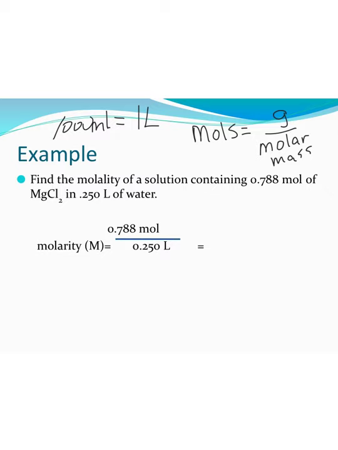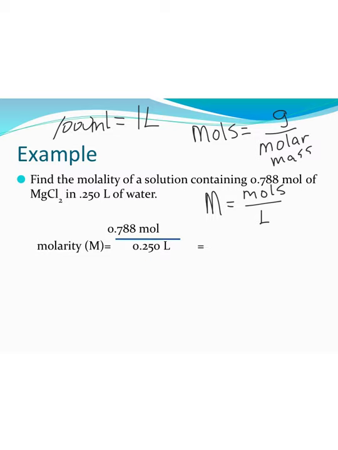Again, our formula for molarity is capital M is equal to moles divided by liters. And so our problem is set up with our moles, our 0.788 moles of magnesium chloride, divided by 0.250 liters, which is the total amount of our solution that we're trying to solve for.